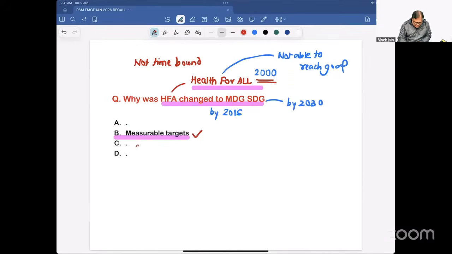It was for only communicable diseases. That is not correct. It included non-communicable diseases also. Only for low socioeconomic countries. No, that is not correct. That is also not correct, right? So it has to be related to measurable targets or to quantify whether you have achieved them or not.